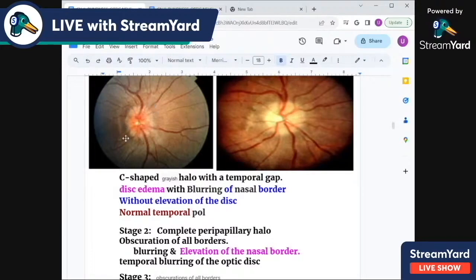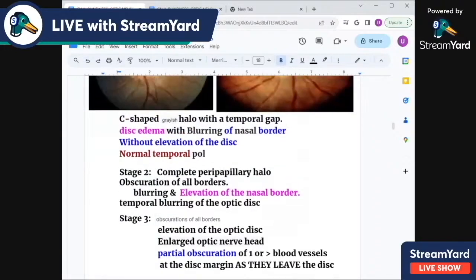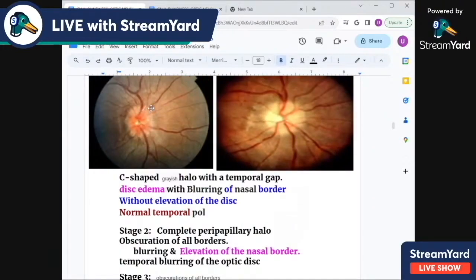So in the chronic stage, in stage 1, there is a C-shaped incomplete halo at the temporal side with nasal border obscuration. And in the second stage, the C-shaped halo becomes complete, also covering the temporal border, and there is temporal obscuration as well, elevation. Then stage 3, elevation of these borders, and there is optic head elevation, enlargement, and at the disc margins there may be partial obscuration of the blood vessel leaving the disc. This is in stage 3, along with the other features of stages 1 and 2.